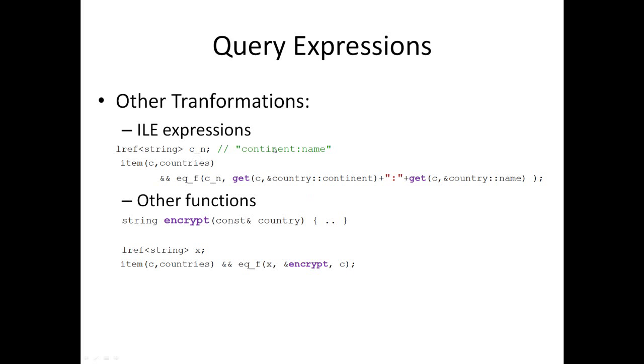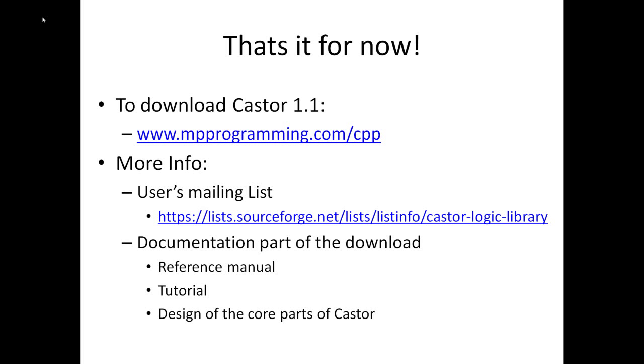There are examples of other transformations here. You could use more complicated IL expressions. In this case, I'm concatenating the name of the continent followed by a colon followed by the name of the country into a string, and then unifying it with C_n. And of course, you could use just regular named functions. So in this case, I'm transforming a country into some sort of encrypted string representation of the country by using an EQ_F. And that brings us to the conclusion of this video presentation.